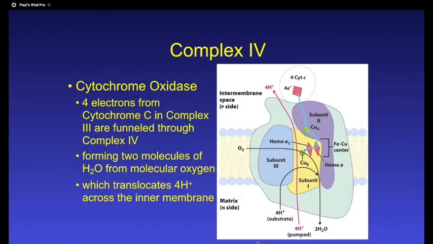Complex 4 is interesting. In complex 4, the stoichiometry changes a little bit. Up to this point, we've been looking at 2 electrons flowing through, either the 2 electrons from NADH or the 2 electrons from FADH2. Here, what we are bringing in is oxygen, and we're going to produce water. But the stoichiometry changes because for the transformation from oxygen to water, I have to have 4 electrons to actually do that reaction.